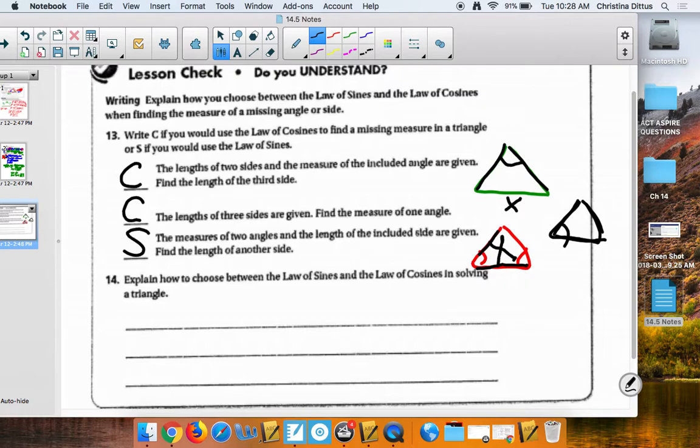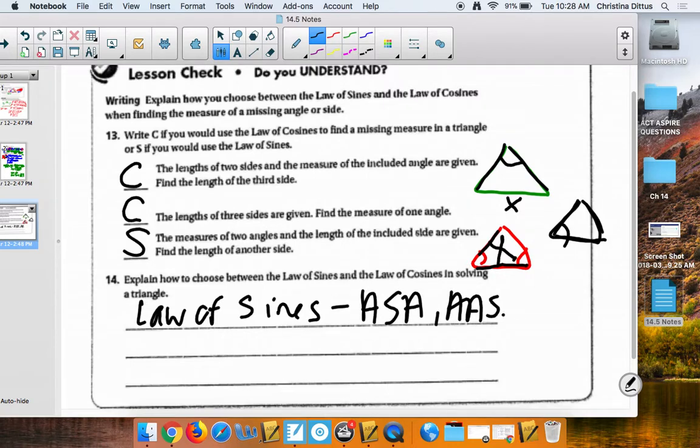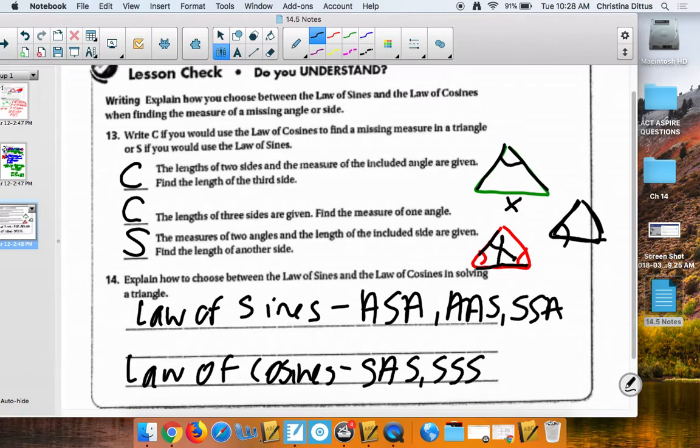Okay, here's kind of a breakdown. Law of sines: angle, side, angle; angle, angle, side; or side, side, angle. Law of cosines would be side, angle, side and SSS. If you want to write this on your pink sheet, that is a-okay with me. You have law of sines on your pink sheet, right?